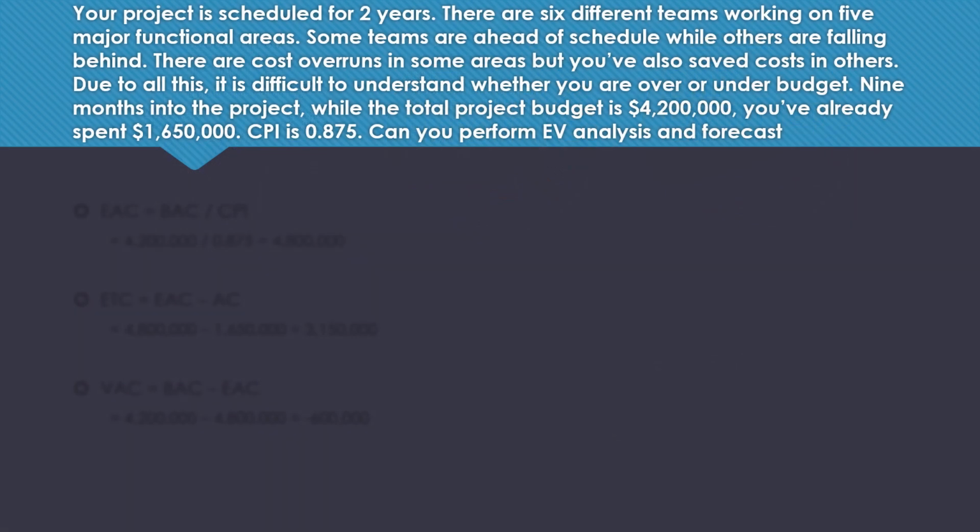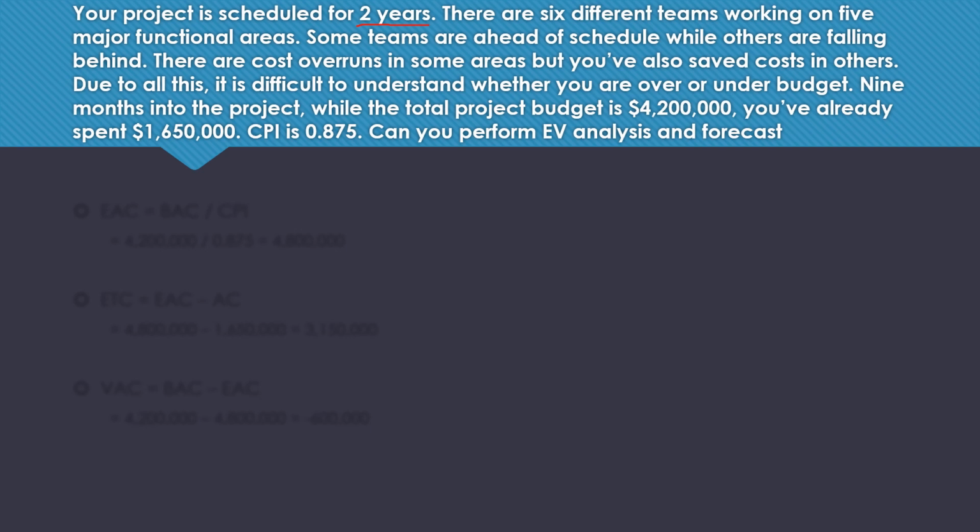Okay, let's look into another question. Your project is scheduled for 2 years, so you are working on a large 2 year long project. There are 6 different teams working on 5 major functional areas. Some teams are ahead of schedule while others are falling behind. There are cost overruns in some areas, but you have also saved costs in others. Due to all this, it is difficult to understand whether you are over or under budget.